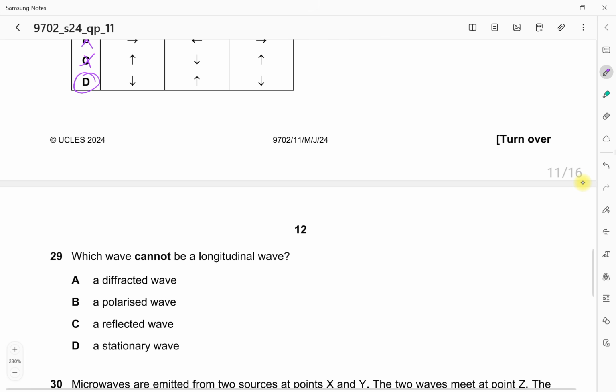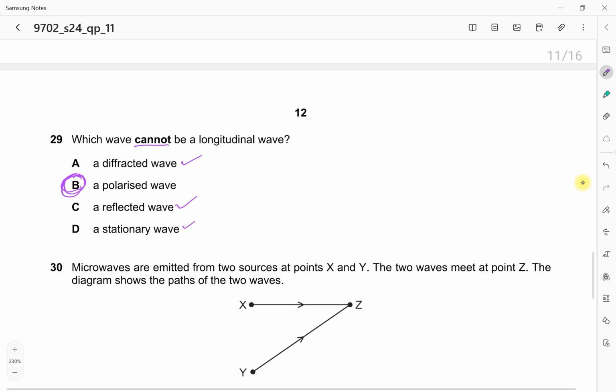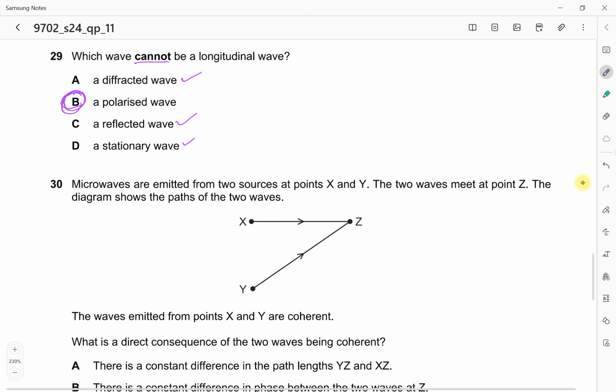Which wave cannot be a longitudinal wave? A diffracted wave, all waves undergo diffraction. A polarized wave, only transverse waves can undergo polarization. So a polarized wave cannot be a longitudinal wave. All waves undergo reflection. All waves can form stationary waves. So a polarized wave cannot be a longitudinal wave. It is only transverse waves which undergo polarization.